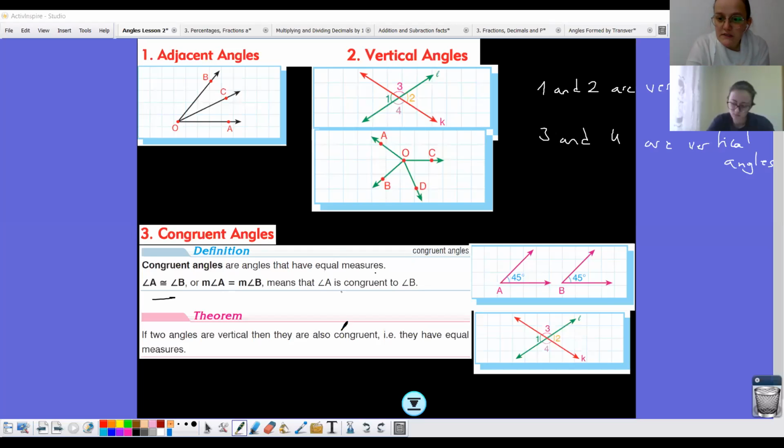Let's talk about this. For example, here the vertical angles are 1, 2, 3, 4.